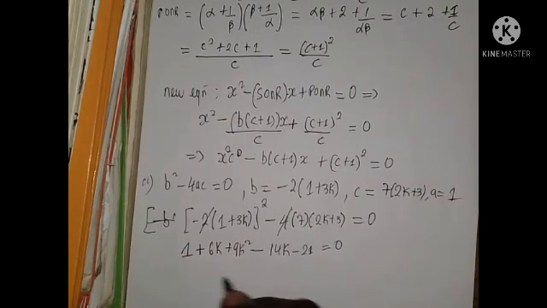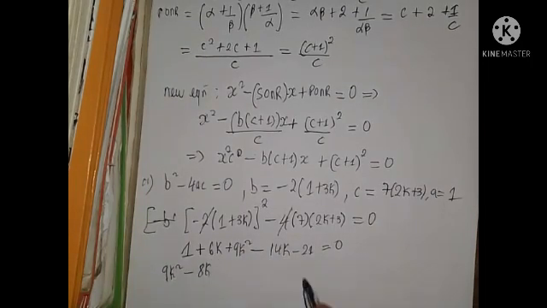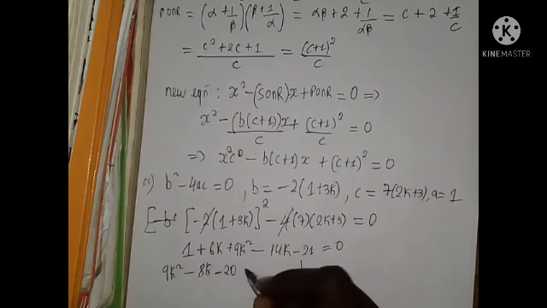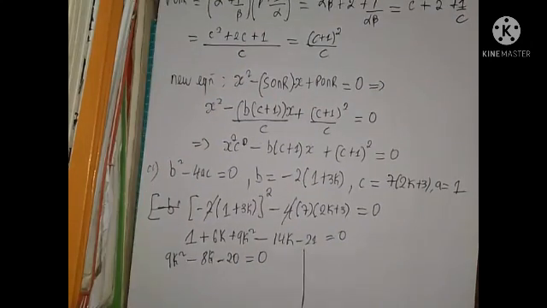So we have 9k squared minus 8k, minus 20 is equal to 0. Now again, we'll do the factorization method. If you want to try the formula method or the completing the square method, you're free to do that, my friend. It's all up to you, but the main aim is that we should have the same answer.